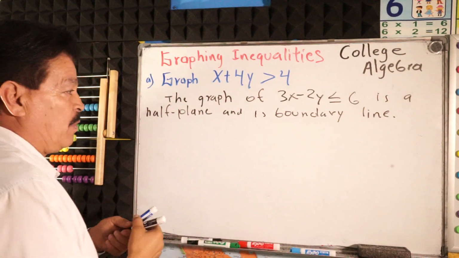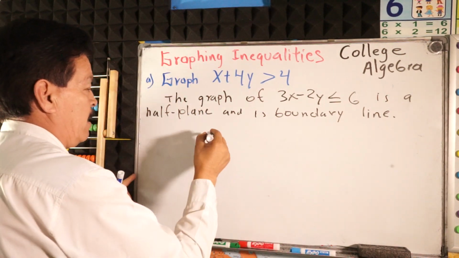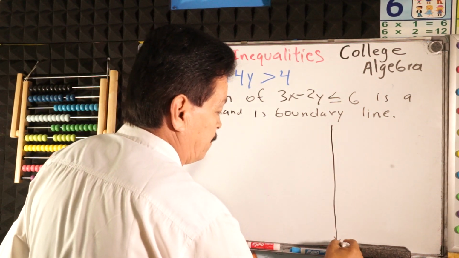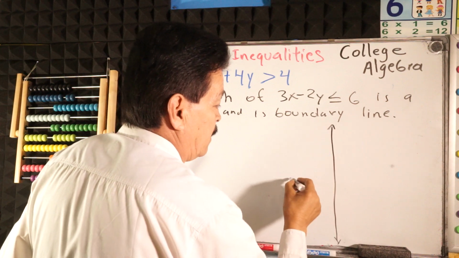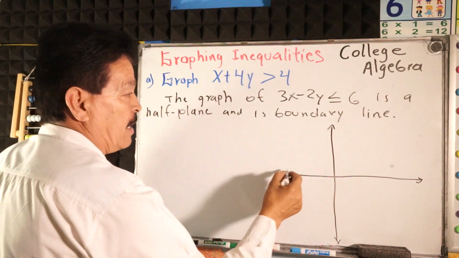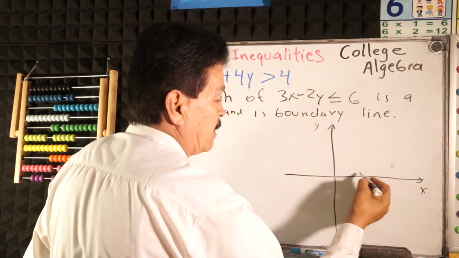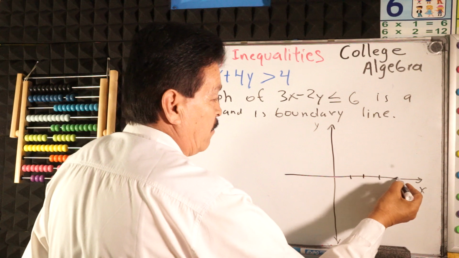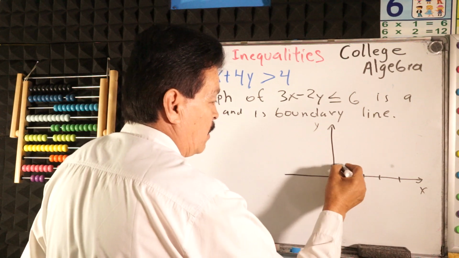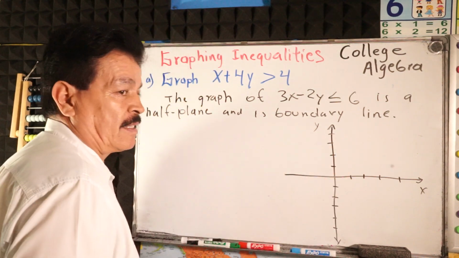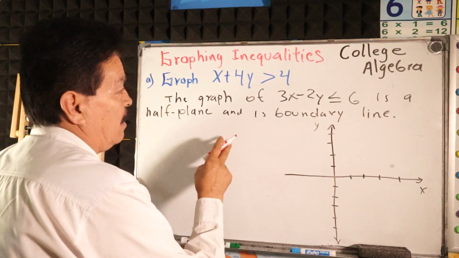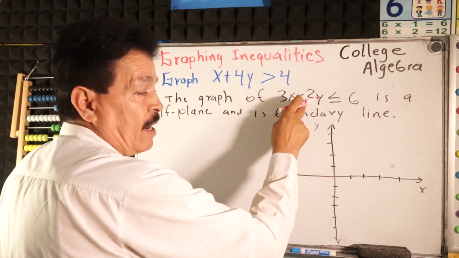Look at this example. I will make the graph right here. It is very simple, it is not hard to graph an inequality. This is y, this is x. 1, 2, 3, 4. 1, 2, 3, 4, 5. 1, 2, 3. Some points. Okay, I will make the graph of this inequality.